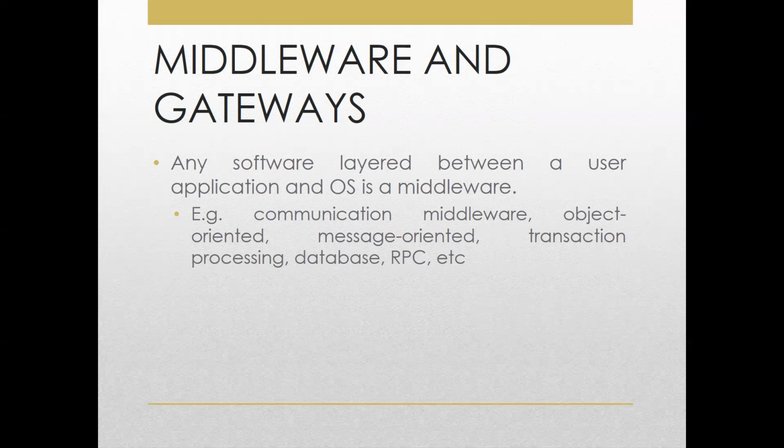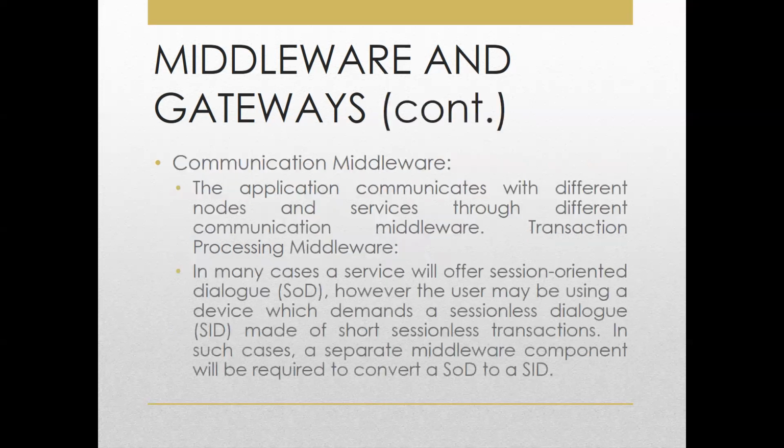In a mobile computing context, we need different types of middleware components and gateways at different layers of the architecture. So some of the different types of middleware may include: 1. Communication middleware. The application communicates with different nodes and services through different communication middleware.